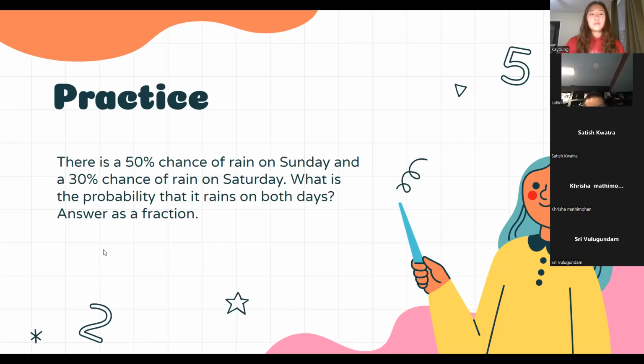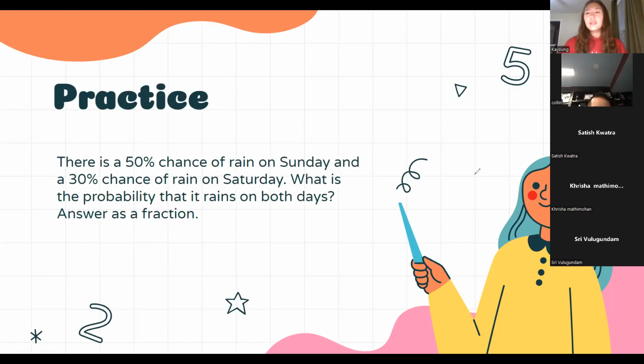There's a 50% chance the first day and a 30% chance the second day. So what is the probability that it rains on both days? In other words, what is the probability that it rains on Sunday and on Saturday? Well, since it's and, we multiply. You didn't miss much, we're just doing a little thing.